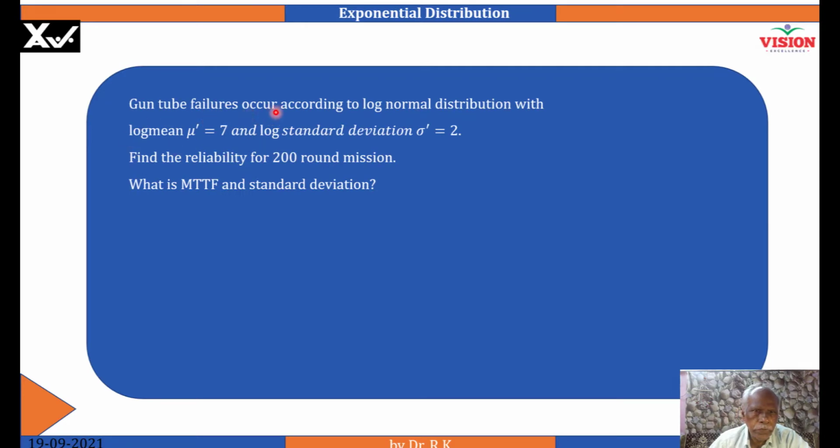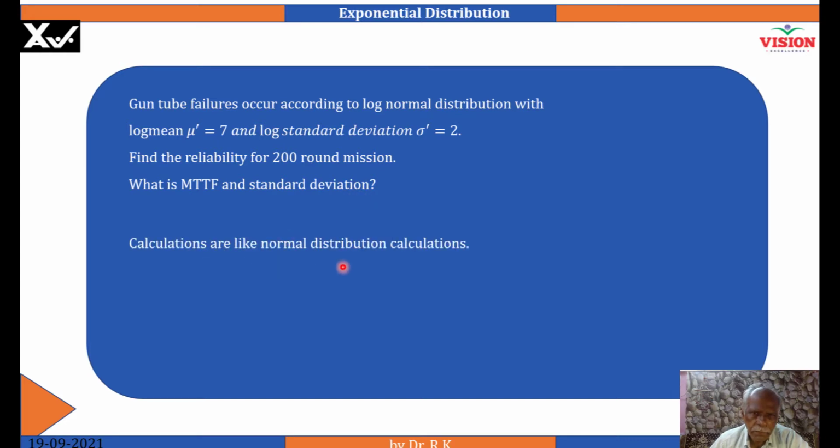Gun tube failures occur according to log normal distributions, where the distributions are with high values. We can use log, and the log mean is given as 7, and the log standard deviation is given as 2. Find the reliability for a 200 round mission. What is the reliability, whether 200 rounds will be fired? What is the mean time to failure and standard deviation?